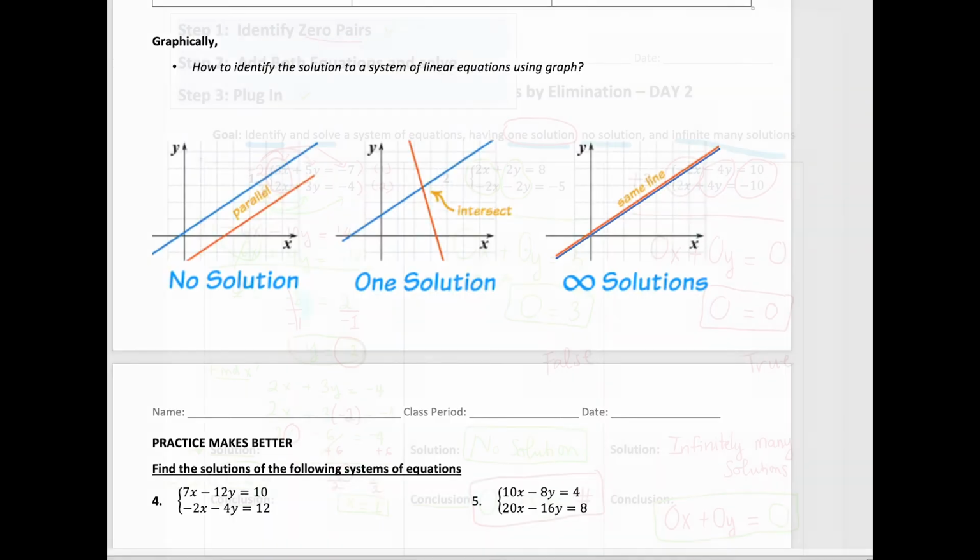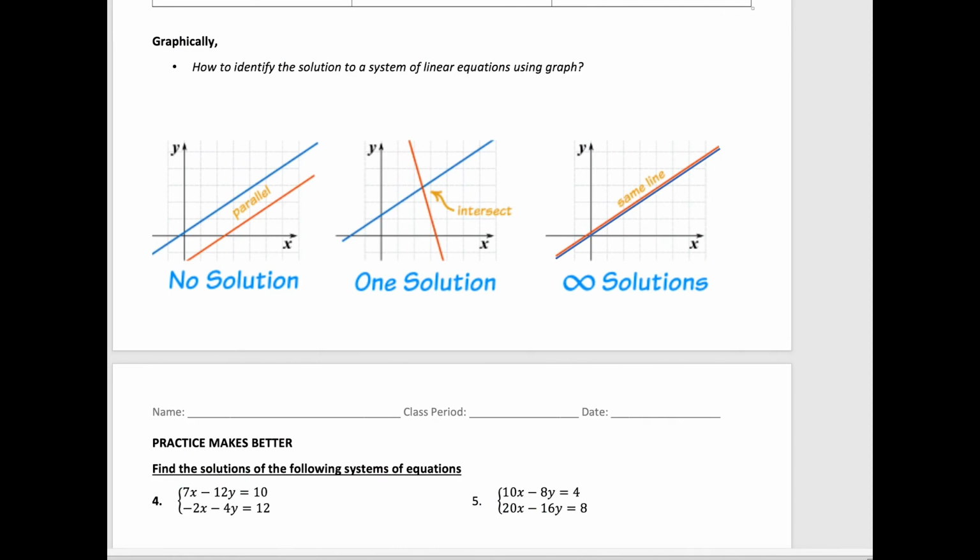Okay, I already did this question previously, and we tried to find the solution by actually solving it. How about if you have a graph? How can you tell if a system of equations has a solution or not, and how many solutions do they have? Either just one solution or many solutions.